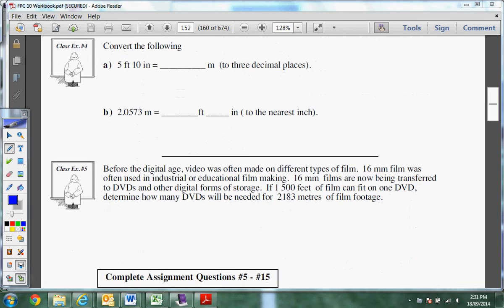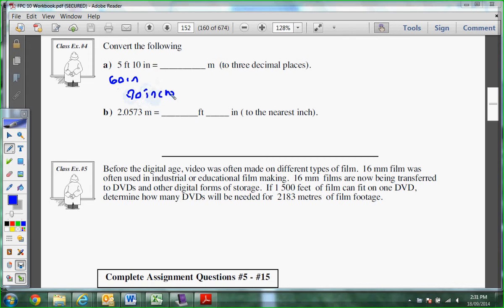Okay, convert the following: 5 foot 10 inches to meters to 3 decimal places. Okay, so let's get it all in one. I think it's easier if you get it all in one unit. So I'm going to make this 5 times 12. Give me 60 inches plus 10 inches, so this is 70 inches. I want to convert 70 inches to meters. So I can go, I'll do unit analysis, 70 inches times, I'm going to go to centimeters, because if I get to centimeters, then I can go to meters. 2.54 centimeters per inch.